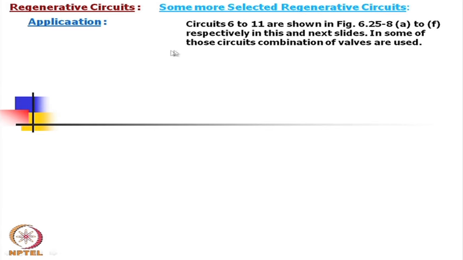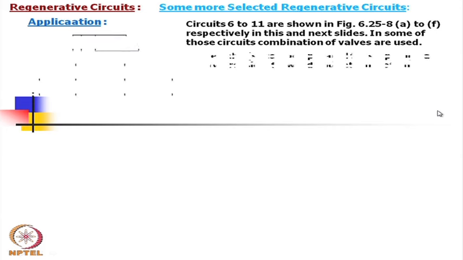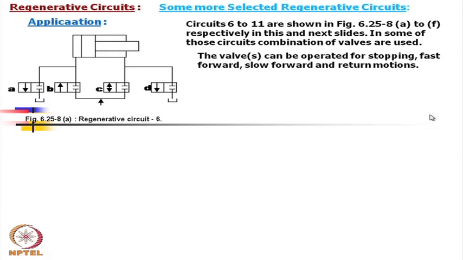Now, in some of those circuits, a combination of valves is used. This is not a single valve; you will find a few valves being used to achieve a particular function. We shall explain. Now, let us consider circuit 6. The valves can be operated for stopping, fast forward, slow forward, and return motions. What we find, we have these, which are what type of valves?